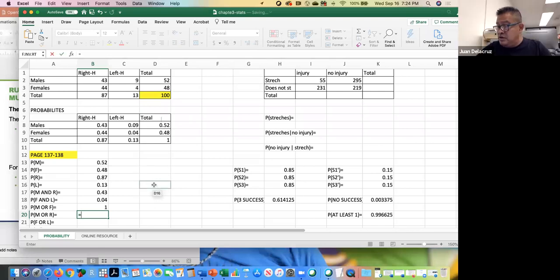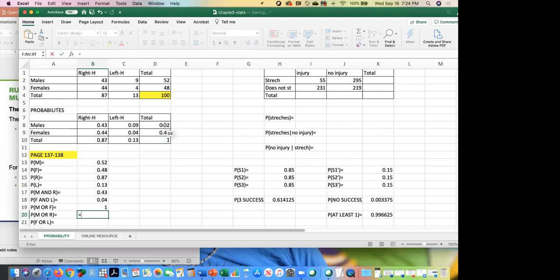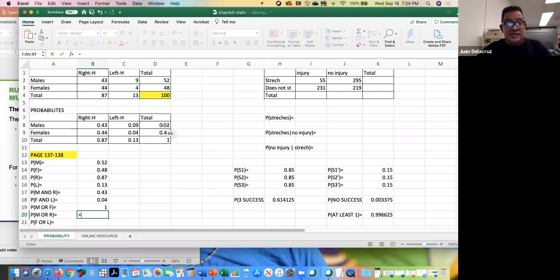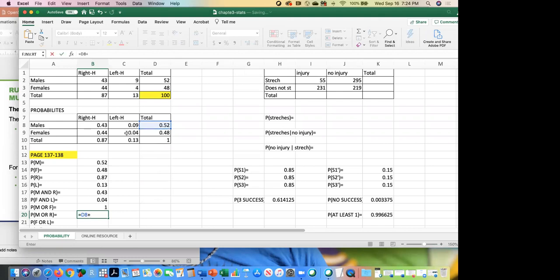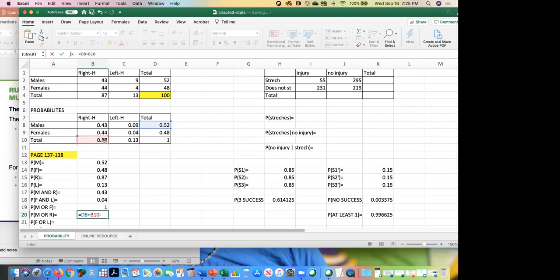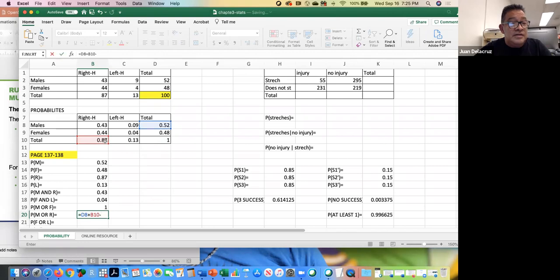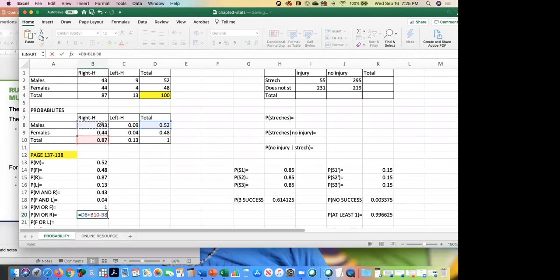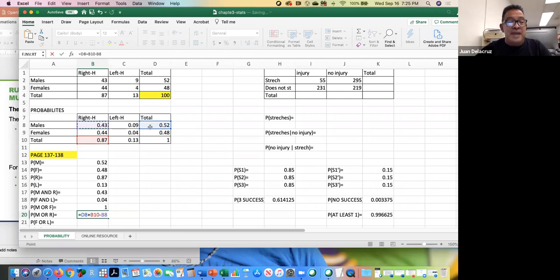So in this case, we can use these percentages, right? So this is the probability of male, right? Yes, plus the probability of right. Right. Minus the right plus male, because we need to, yeah. Sorry. So this is the probability of males, plus the probability of right-handed, minus the probability of males that are right-handed. So 96%.